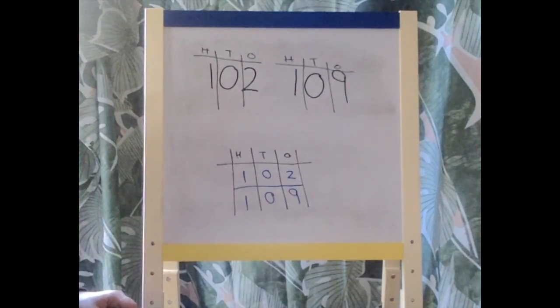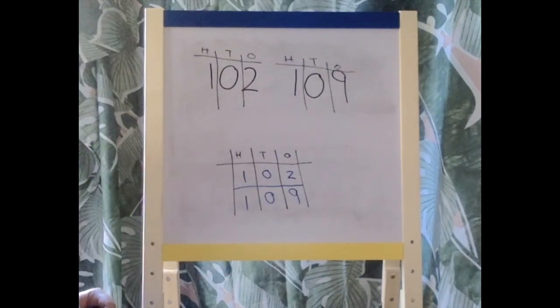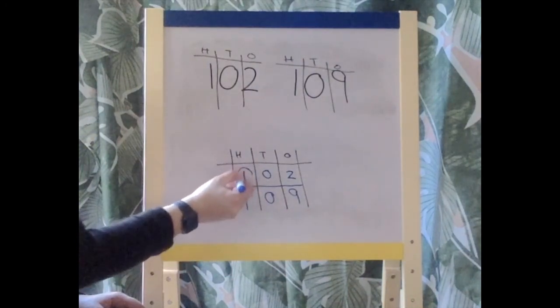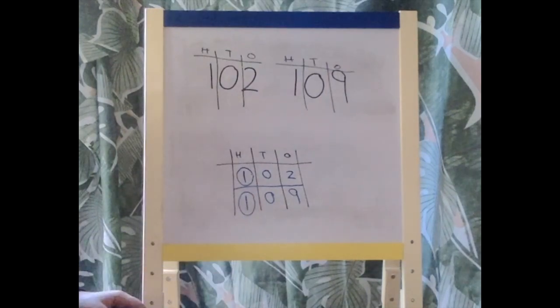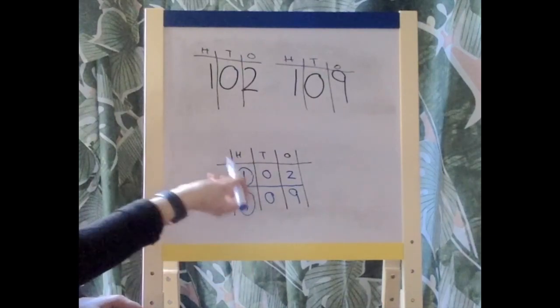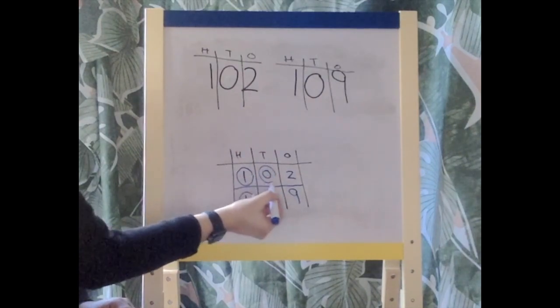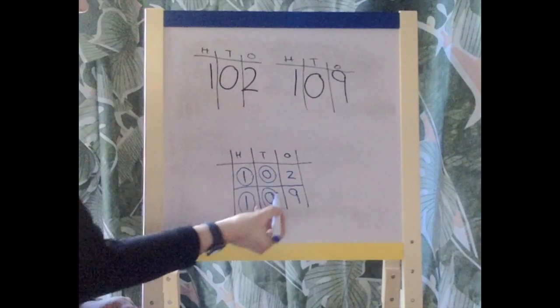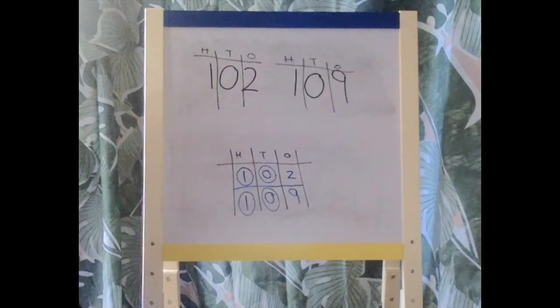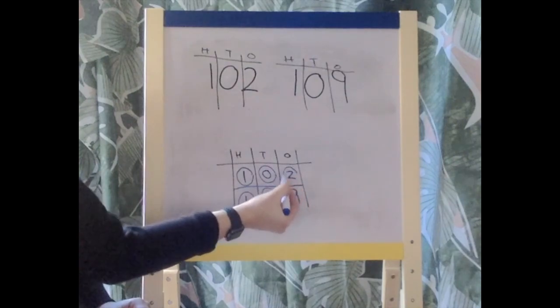Now, to figure out which one's bigger, we need to work from left to right to see which one is the bigger number. So here we've got a 1 in the hundreds column here and a 1 in the hundreds column here. That doesn't really tell us much, so we need to move on to the next one. We're in the tens column now. We've got a 0 in the tens column and there's another 0 in the tens column. That still doesn't tell us much, so we need to move on again to the ones column.